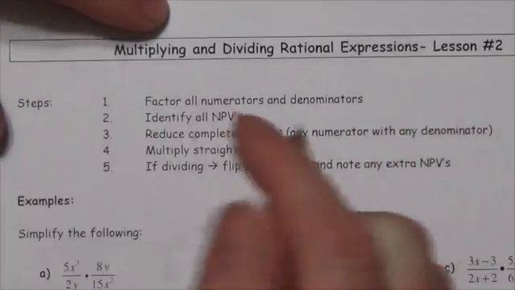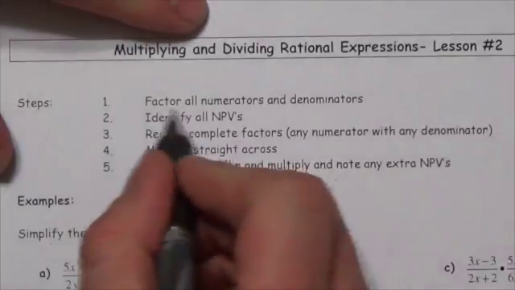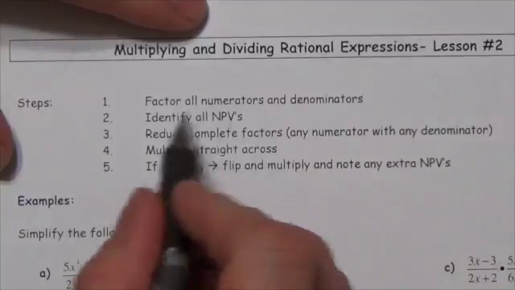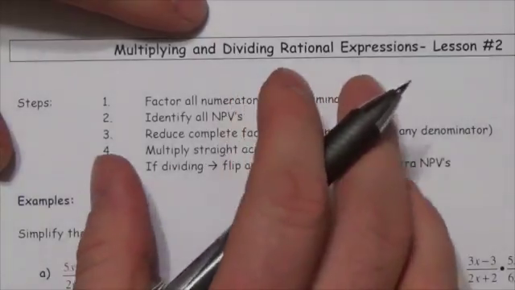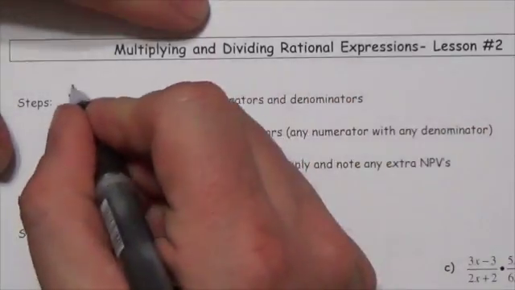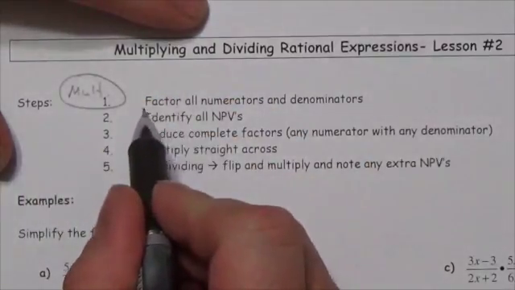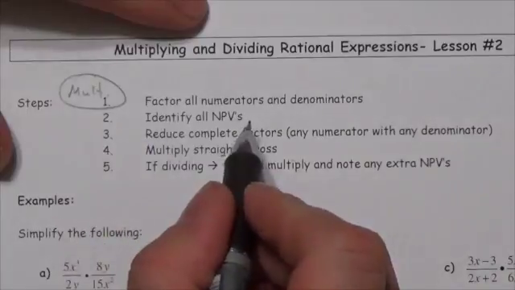subtracting, okay? And what we're going to do first of all is factor all the numerators and denominators, okay? And then we're going to identify all the NPVs. Now this is specifically, let's think of it like this, this is specifically if it's multiplication. These are the things that we're going to do if we're multiplying here. So factor numerators and denominators, and identify all NPVs.